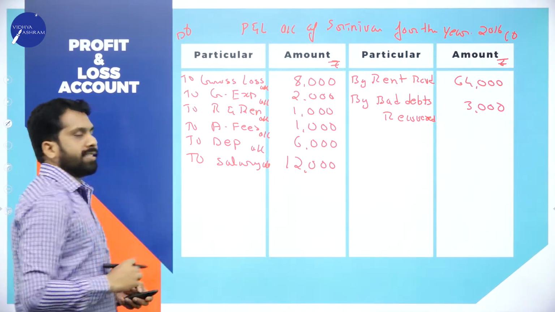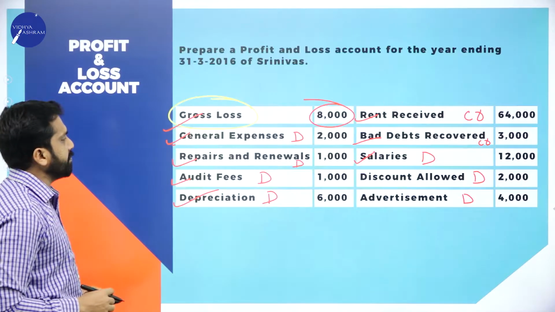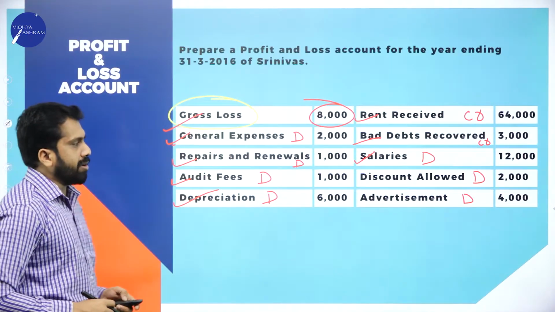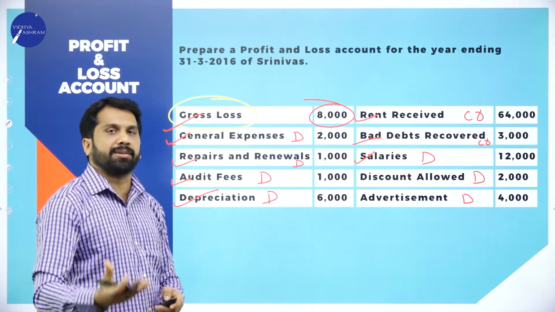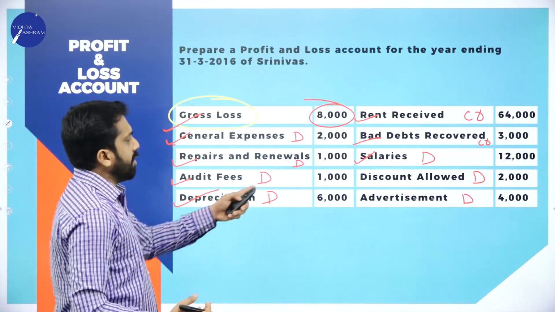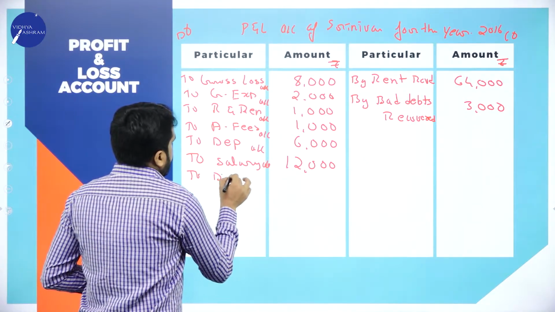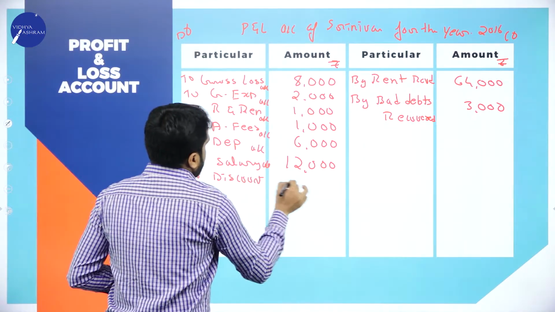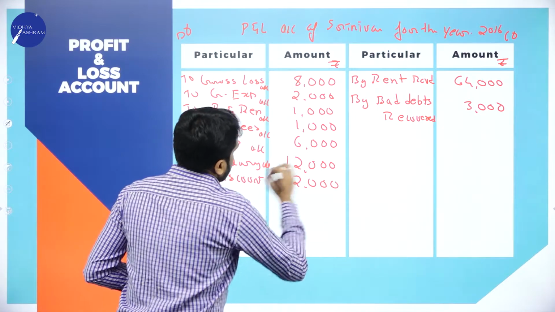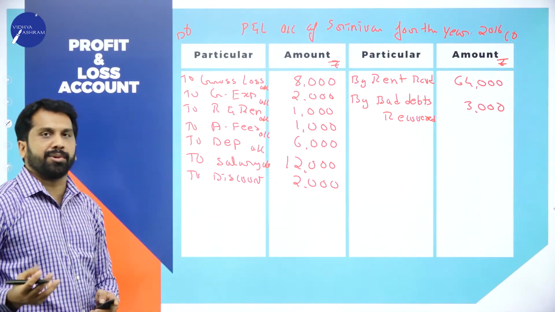Now, salary is done. What is the next one? Discount allowed. Allowed means what? You are giving discount. You are not receiving, you are giving. How much is given? 2,000. To discount, it is 2,000. So discount is also over.